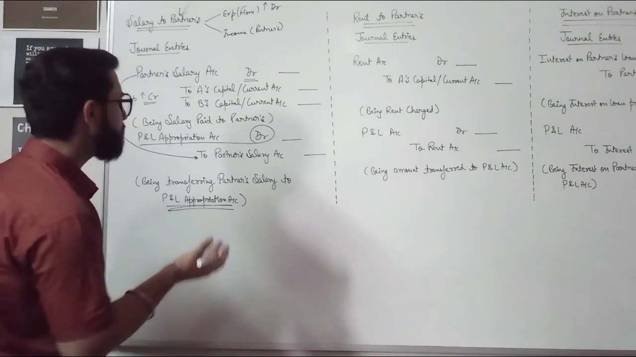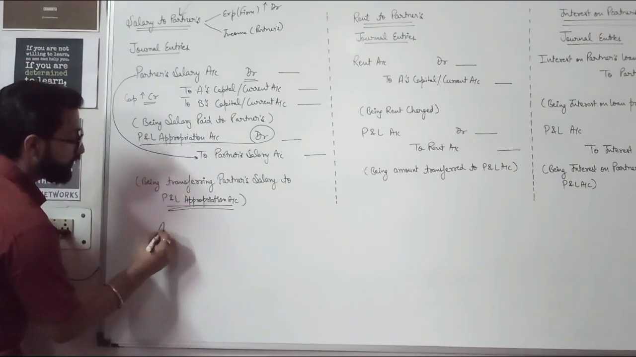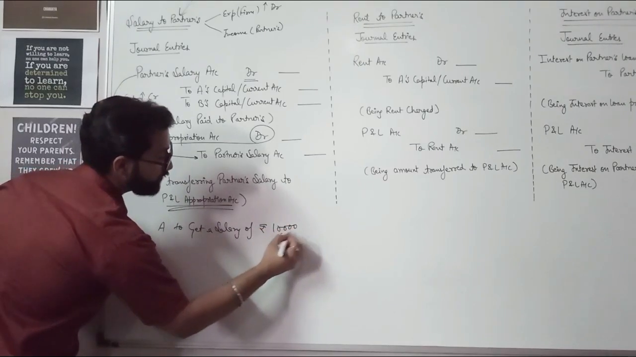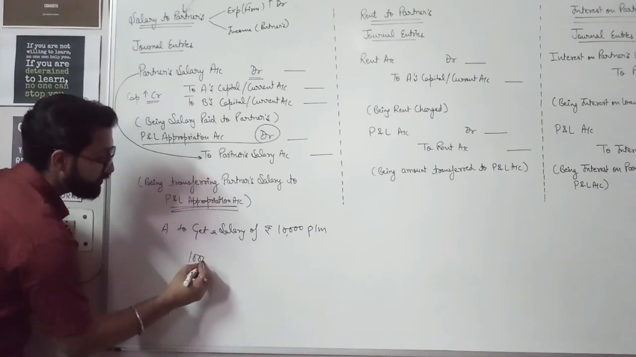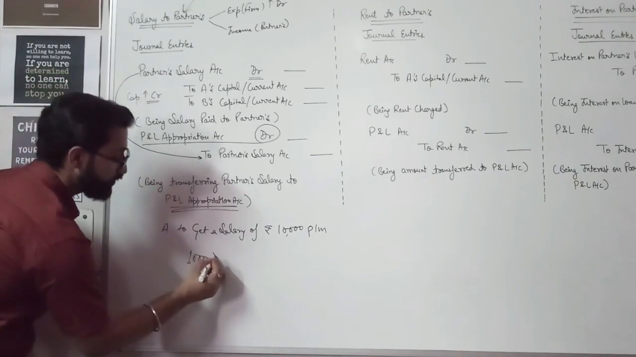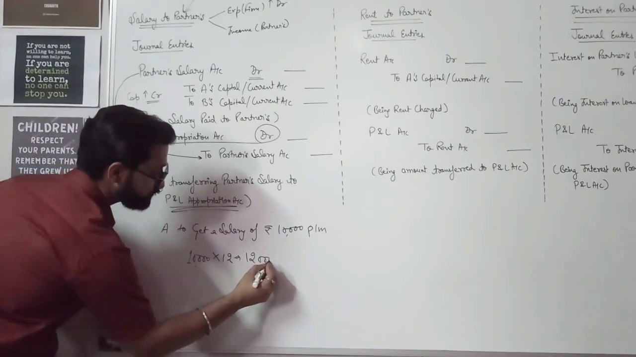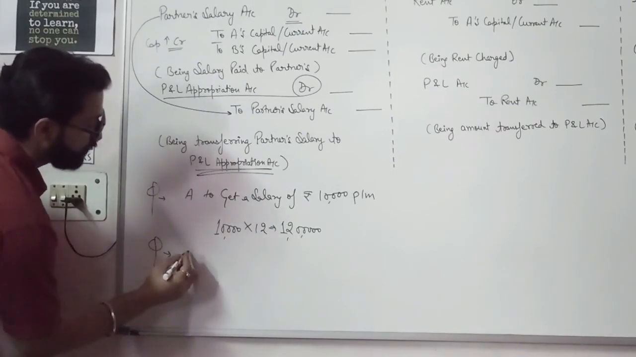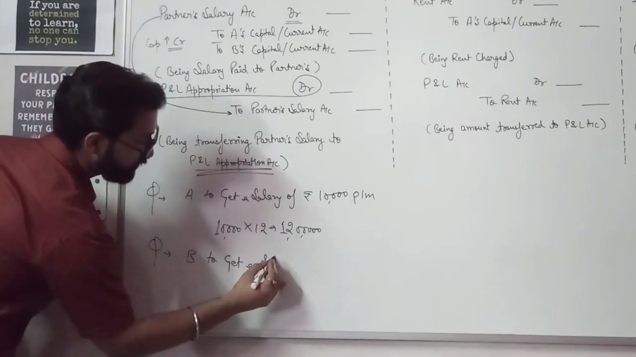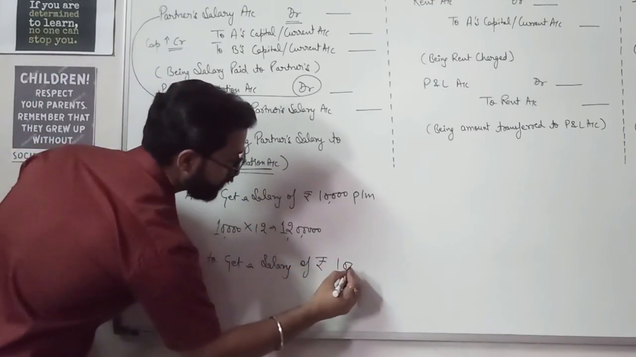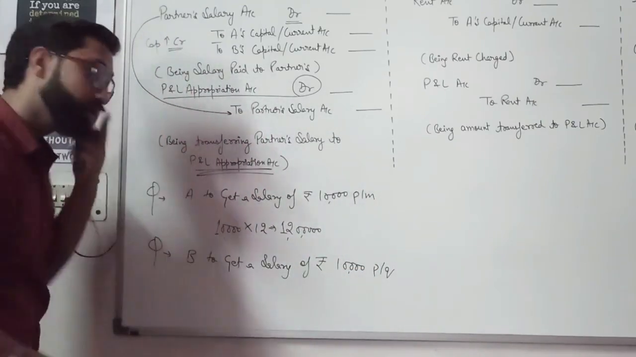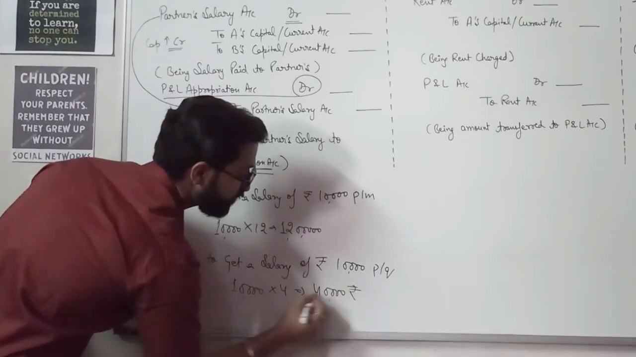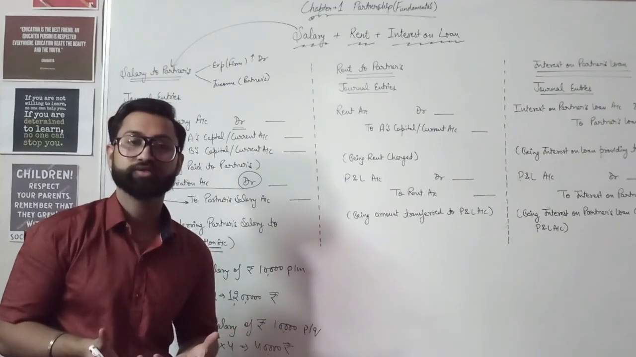Now, what is the calculation for salary? There are simple calculations for salary. For example, A to get a salary of rupees 10,000 per month. Now, the amount of salary is 10,000 per month. How many months in a year? Into 12. Therefore, 1,20,000 rupees of salary. Now, another question can be like, B to get a salary of rupees 10,000 per quarter. Now, in this case, 10,000 rupees into 4 equals 40,000 rupees. So, there is not much that you need to understand about the concept of salary.